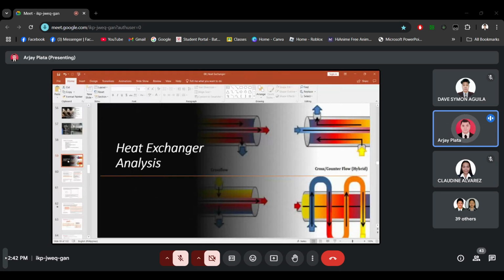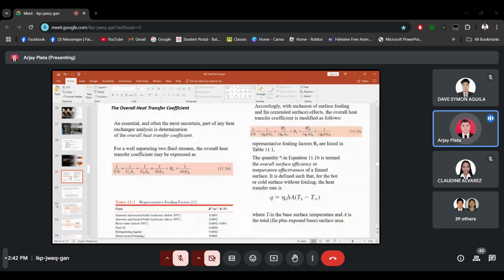Okay, just a recap. Last time, we discussed the heat exchanger analysis, and we are already familiar with the overall heat transfer coefficient. The overall heat transfer coefficient is an essential and often the most uncertain part of any heat exchanger analysis, because the challenge is we should determine the value of the convection heat transfer coefficient for us to be able to get the value of U, or the overall heat transfer coefficient.